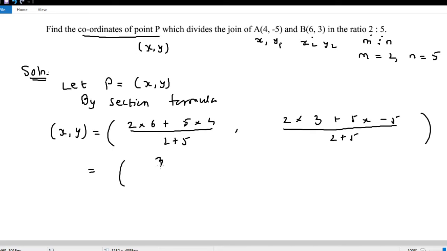This can be evaluated. 12 plus 20 is 32 upon 7. 6 minus 25 is minus 19 upon 7. So this is the coordinate of point P, which is denoted by x, y, which gives you the answer as 32 upon 7, minus 19 upon 7. Just for observation, this point is in the fourth quadrant.